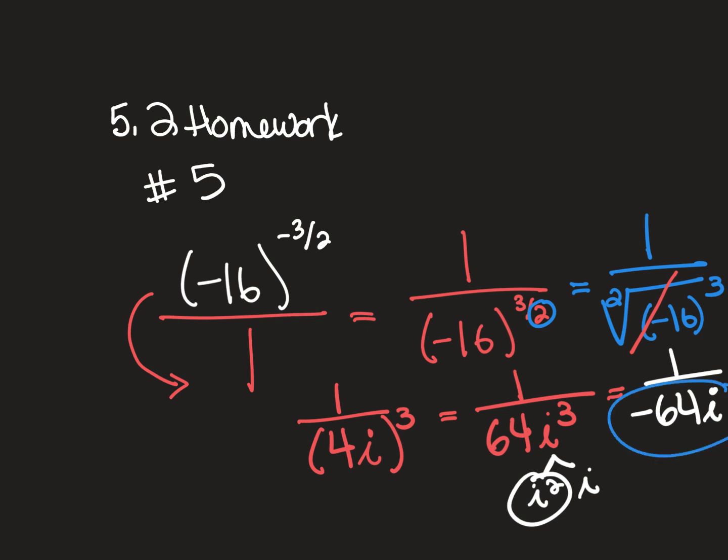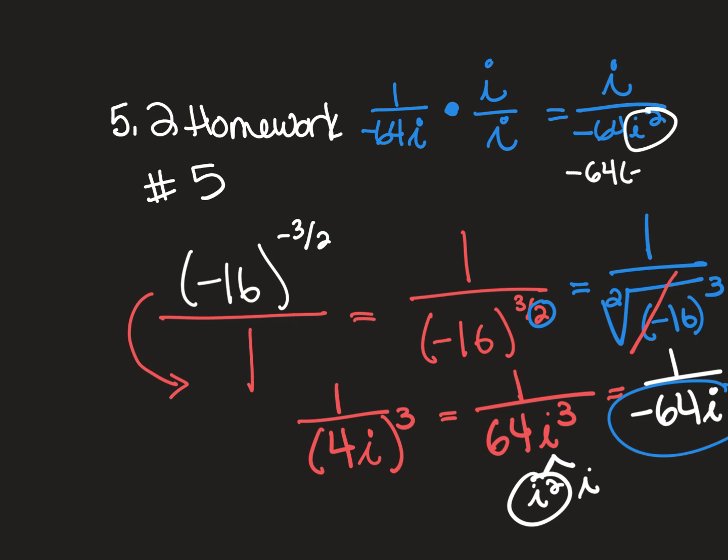bottom. So what we're going to do is take this fraction and rationalize the denominator by multiplying the top and the bottom by an i. That leaves me with i at the top and negative 64 i squared at the bottom. Again, that i squared changes to a negative 1. So that's actually going to be a positive 64 at the bottom. So my final answer is going to be i at the top, positive 64 at the bottom.